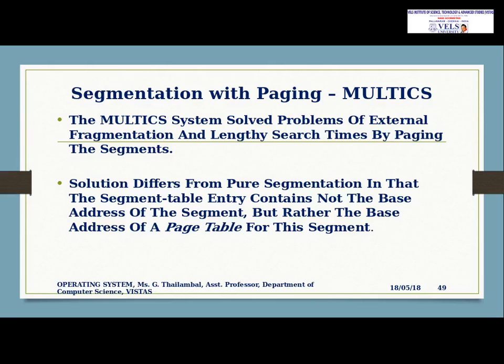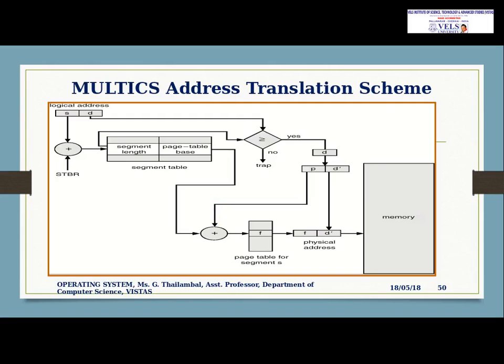And the next one is segmentation with paging. If you combine the working of segmentation with paging, then it is segmentation with paging. It is otherwise called Multics. It is used for very large problems. You can have a segment table and also a page table for accessing. Every segment will be divided into pages, and the page table is there. So first we need to identify the segment which I want to access.